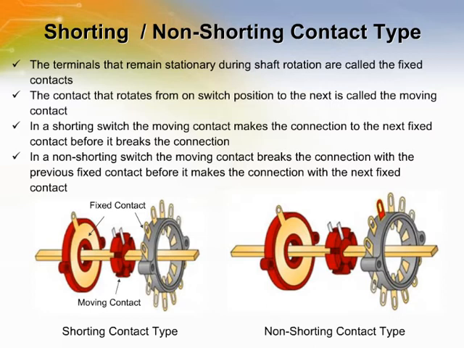In a shorting switch, the moving contact makes the connection to the next fixed contact before it breaks the connection with the previous fixed contact. This type of contact is also called make before break, or MBB.